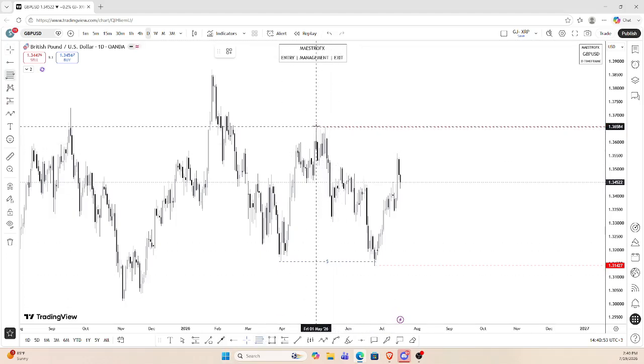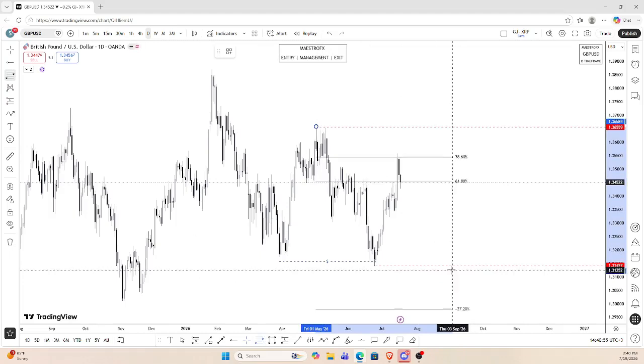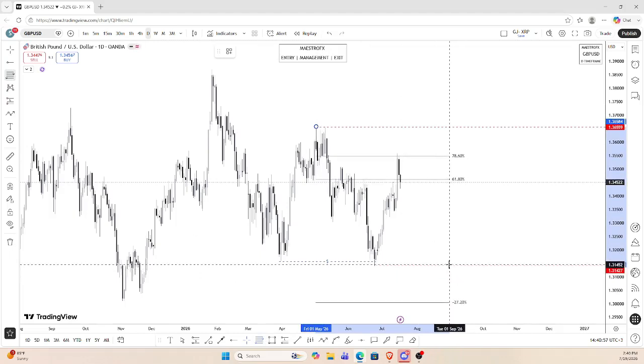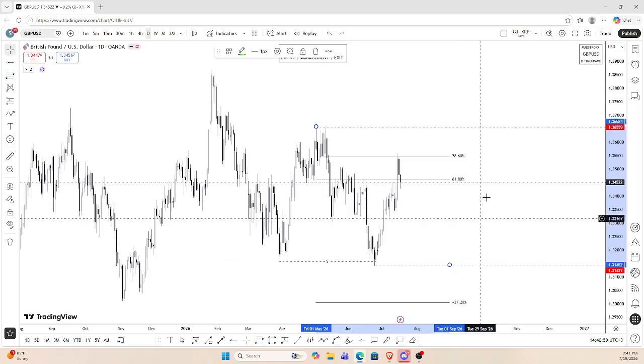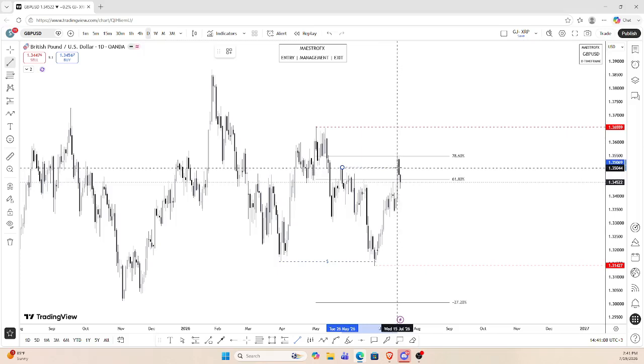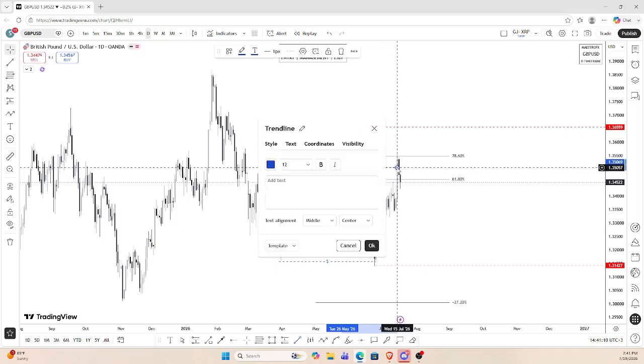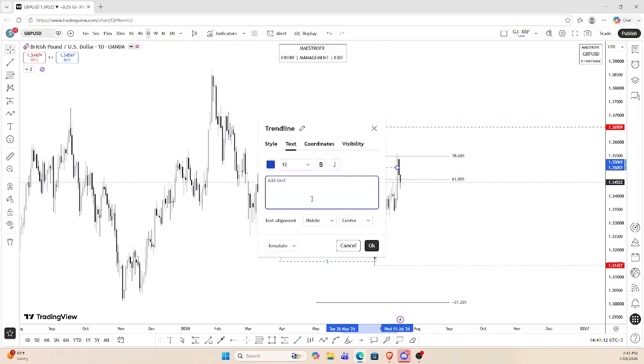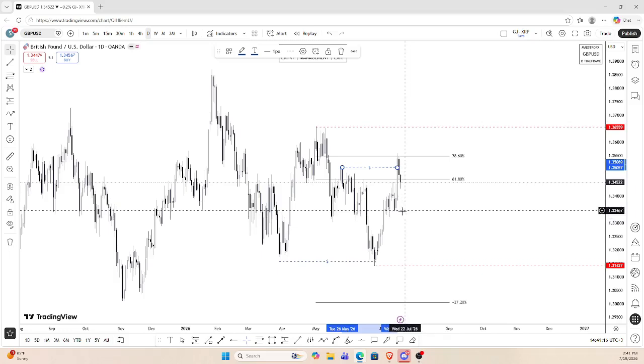And if we plot our Fibonacci retracement from the swing high to the swing low, you can see that price is currently trading above 78.6, and you can see that we've taken this last internal liquidity on the daily time frame.